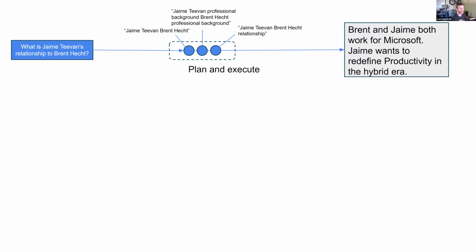So one thing that I wanted to call out here is there are some more simplistic models that you might be familiar with. For example, if you ask ChatGPT with some tools to do this sort of thing, it will essentially take one round of running those tools. And so it might run 3 searches where it runs the name with some professional background, the name with their relationship, and it roughly gets the exact same search results and gives us a really simple answer that they both work at Microsoft, and Jamie is doing some stuff with productivity.